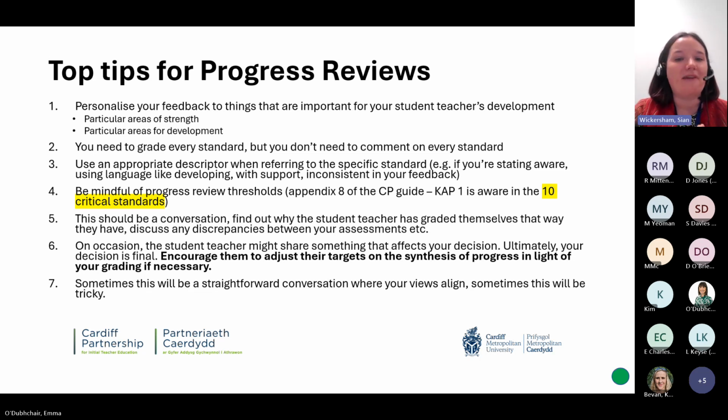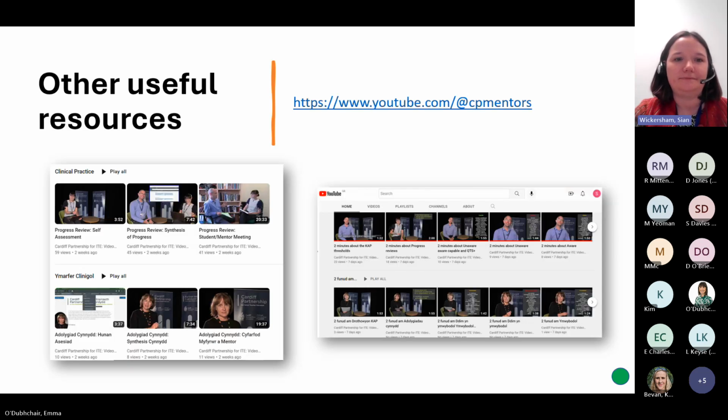So if you go in and you have a look, most of the time, it's often a really straightforward conversation, but go in and have a look so that you are prepared just in case you've got that slightly more tricky situation where you've got a big disagreement there.